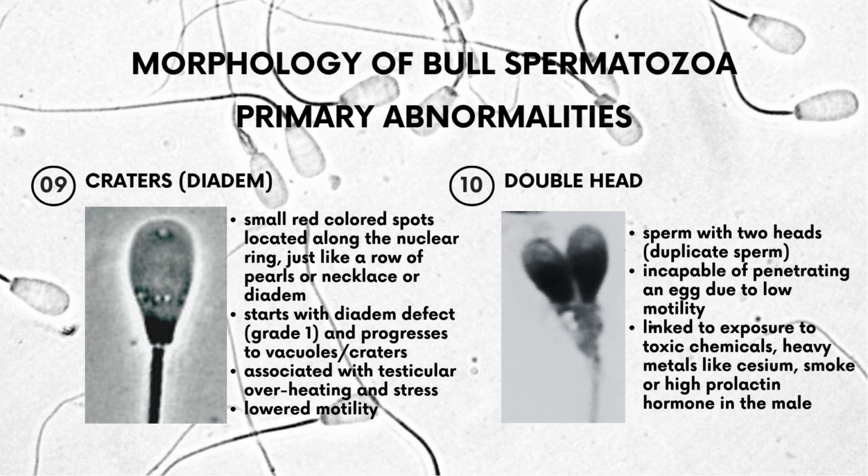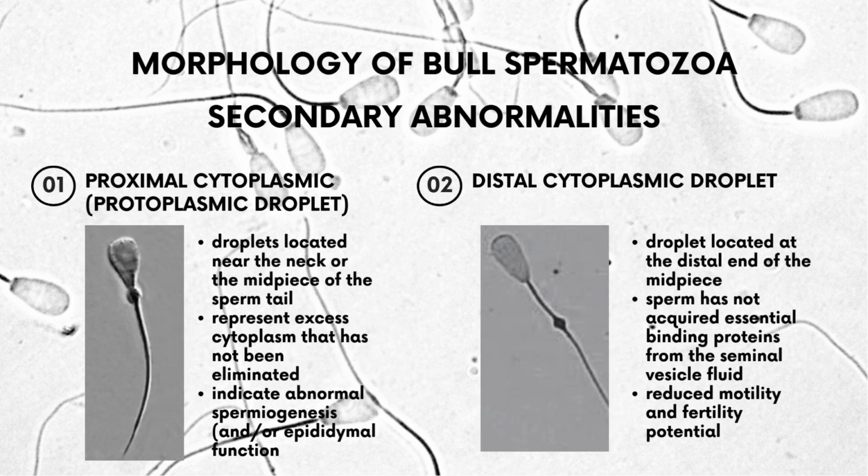The double-headed sperm are sperm with 2 heads, also called duplicate sperm. This sperm is incapable of penetrating an egg due to low motility. This condition is often linked to exposure to toxic chemicals, heavy metals like cesium, smoke, or high prolactin hormone in the male animals. Next, we are moving on to the secondary abnormalities found in the sperm of bulls.